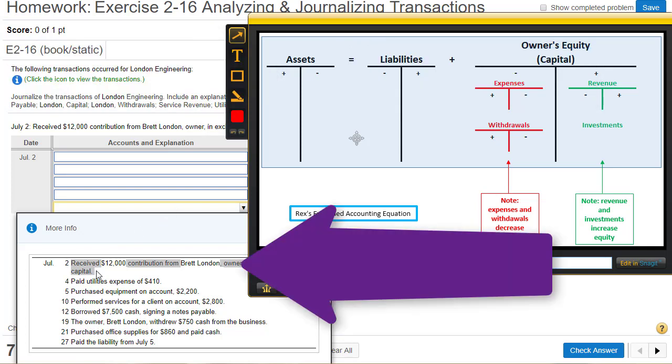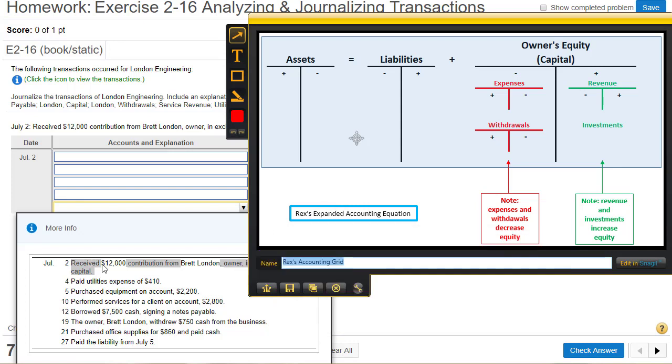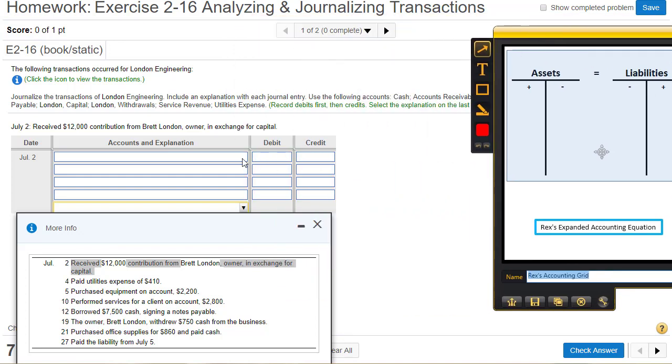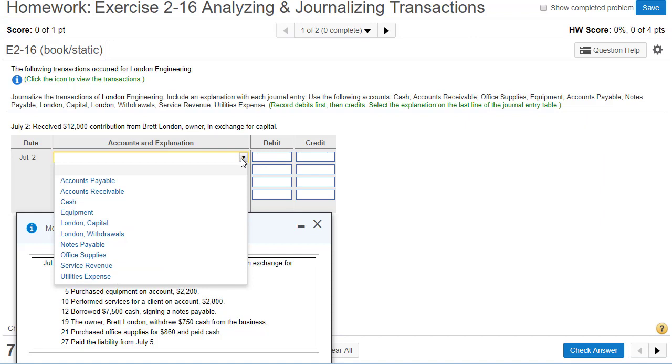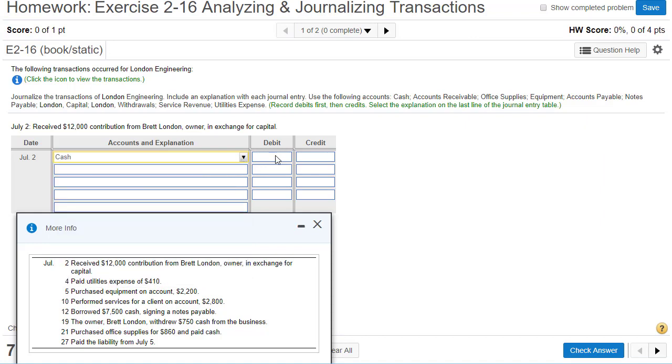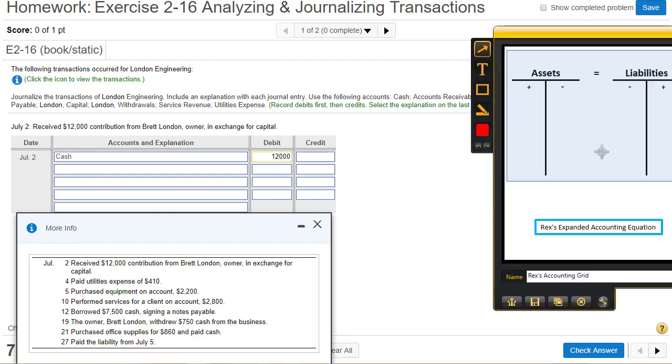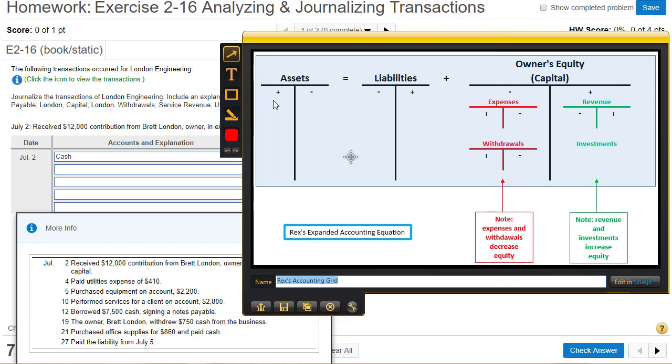So getting back to the transaction, it says received $12,000. So the business is receiving $12,000, therefore cash is going up. And since cash is going up and cash is an asset, that must be the left side. In other words, the debit. So I'm going to choose cash here, and I'm going to put $12,000 as a debit because cash is going up. And as our accounting grid says, cash, which is an asset, goes up on the left side.